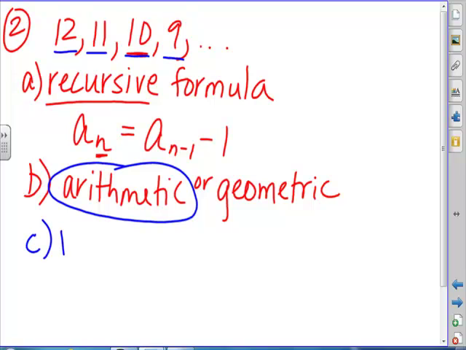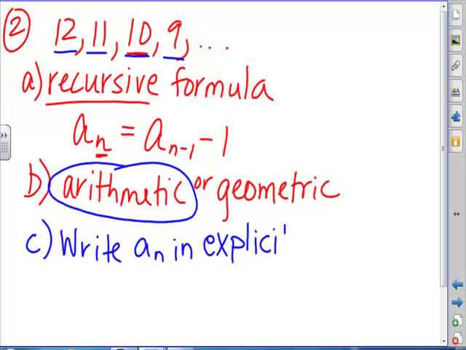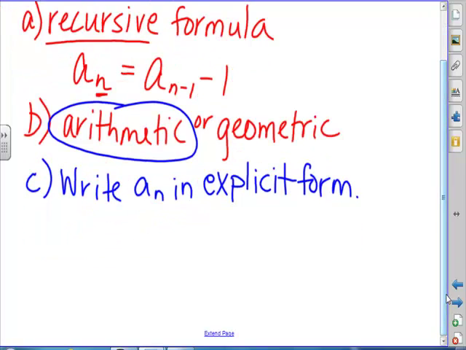You may also be asked to write a sub n in explicit form or general form. And what that is saying is write some equation that I can figure out what the 253rd term is, for instance. So in order to do that, I am going to take this out of my brain. This is not given to you.